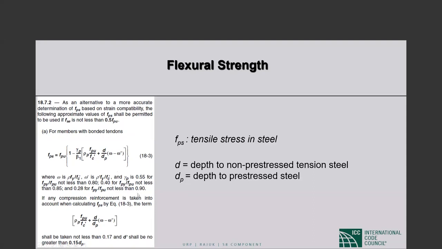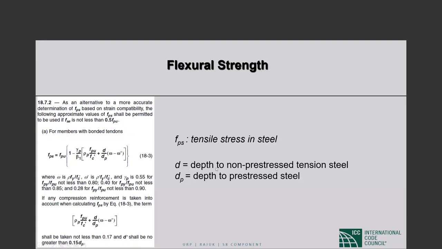And I won't spend too much time on this here. This is the omega equation. This is the omega prime, which is based on compression steel. If you don't have any compression steel, you can ignore that. And gamma P is based on the ratio of FPY over FPU. And if you have compression steel, that can be factored into that equation.